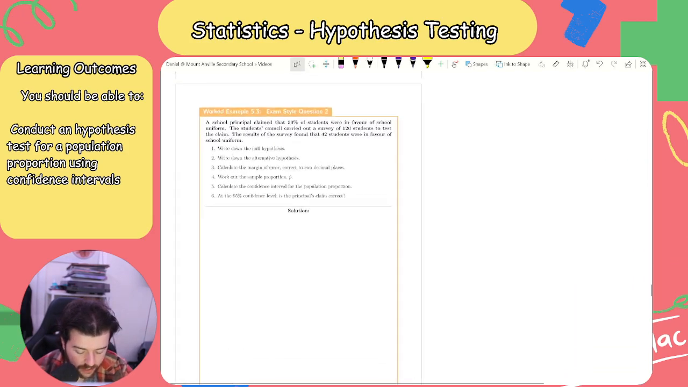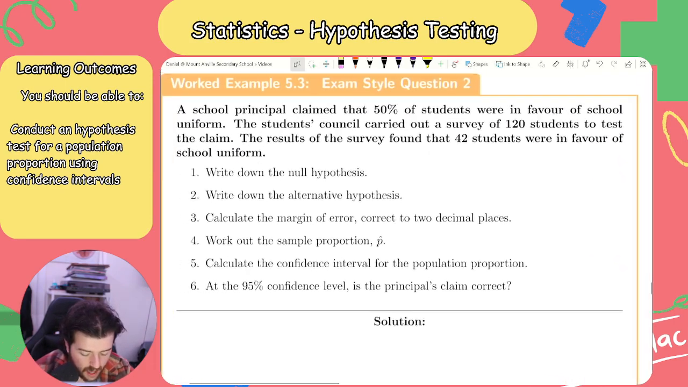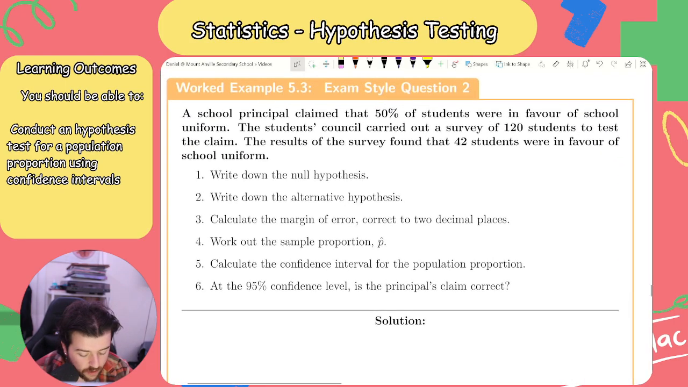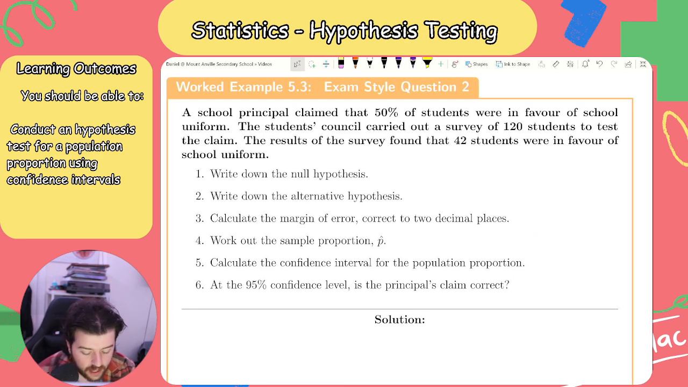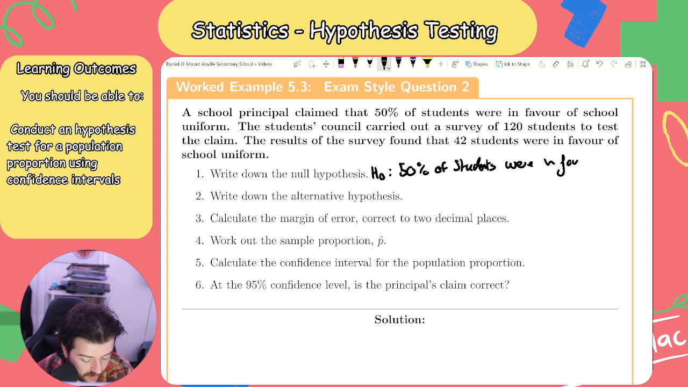So let's look at another one here. A school principal claimed that 50% of students were in favour of school uniform. The Students' Council carried out a survey of 120 students to test the claim. The results of the survey found 42 students were in favour of school uniform. So write down the null hypothesis. So H0, that is 50% of students are in favour of uniform.